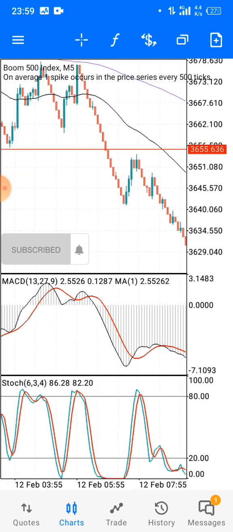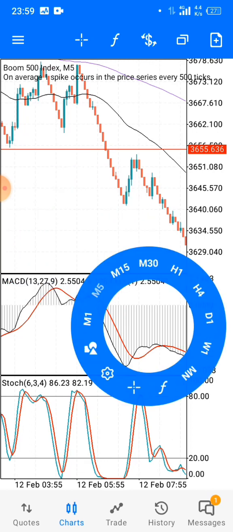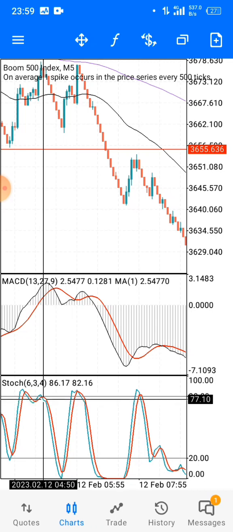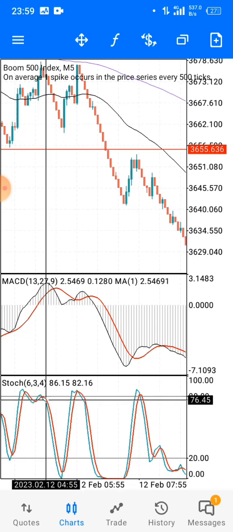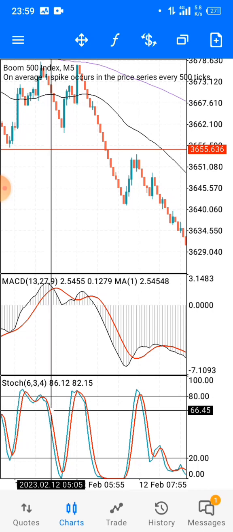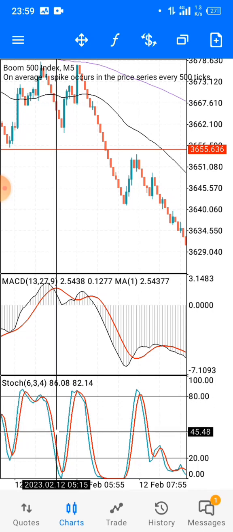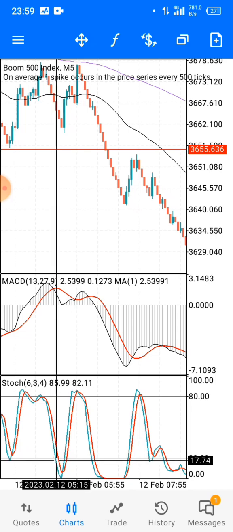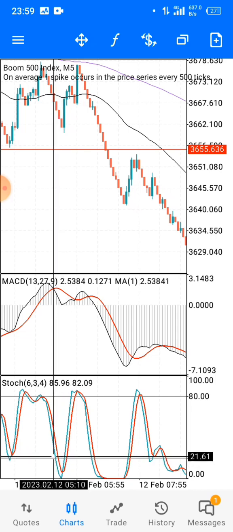Let me zoom in. So right here, we're going to be entering when the stochastic crosses for a downtrend. So it crosses right here, and you enter. Exit when the stochastic oscillator reaches the level 20. So when the green and the red lines reach level 20, you take the profit.